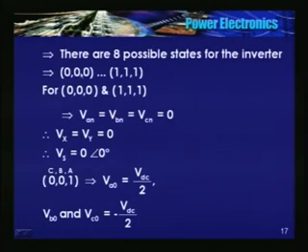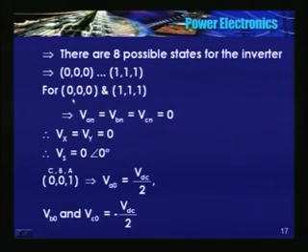They are 0, 0, 0, in other words all 3 switches are off, up to all 3 switches are on. I am just monitoring the upper switches, that is 1, 3, 5 or SA, SB, SC.